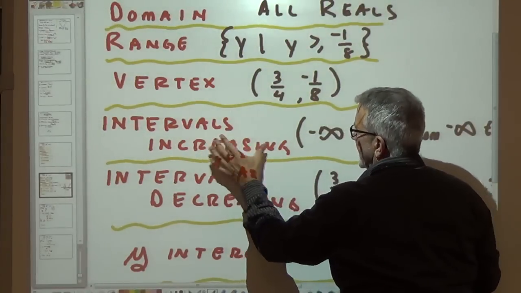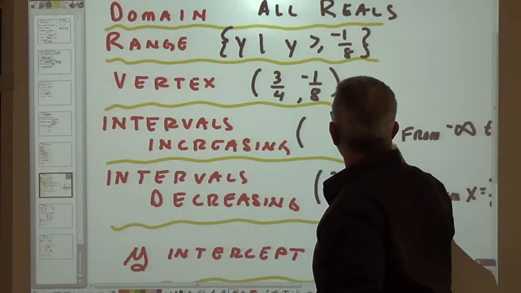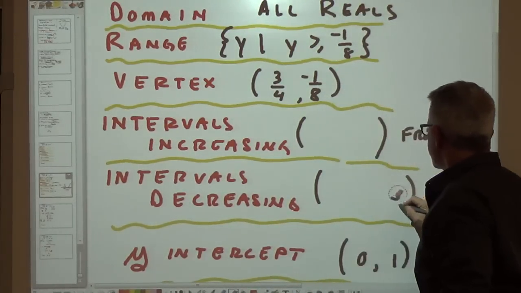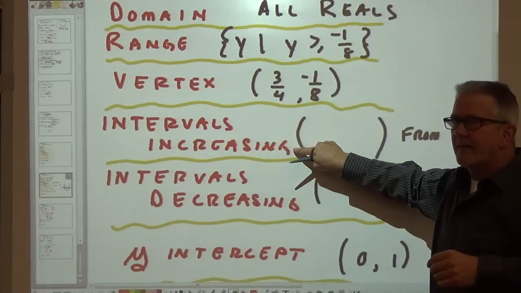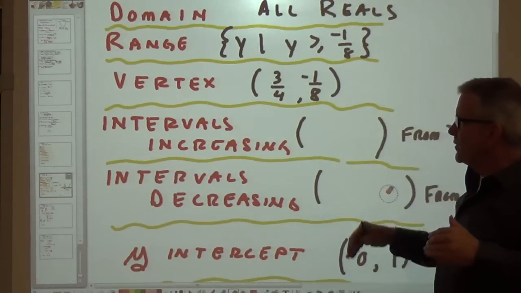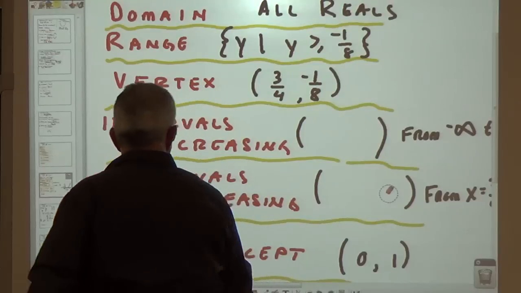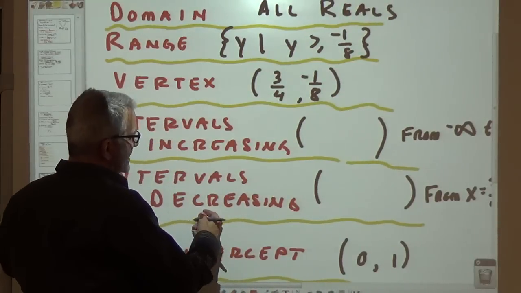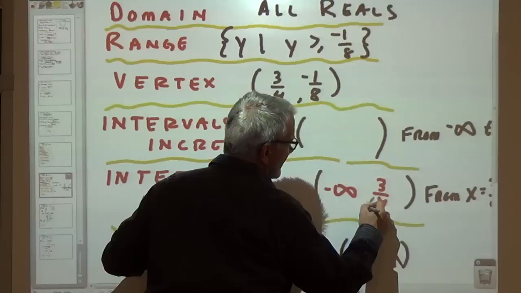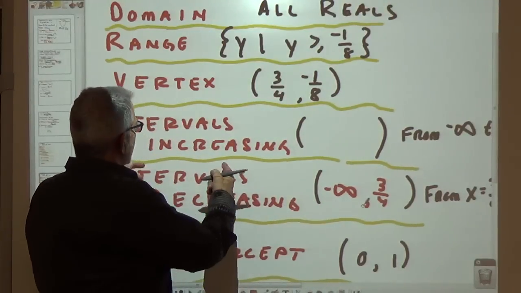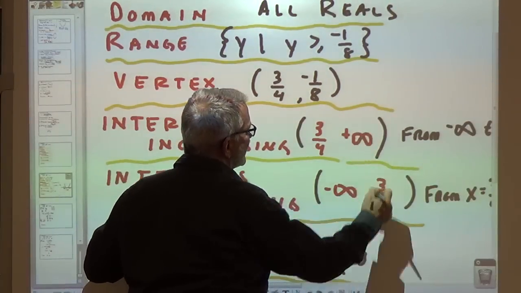If it's increasing from 3/4 on, better change that. Let's change that, because if it opens up as it does, it starts out decreasing. Then it's increasing. For the intervals of increasing and decreasing, we want to put in x values. So this thing is decreasing from negative infinity to 3/4 in that interval, and it's increasing from 3/4 to positive infinity.